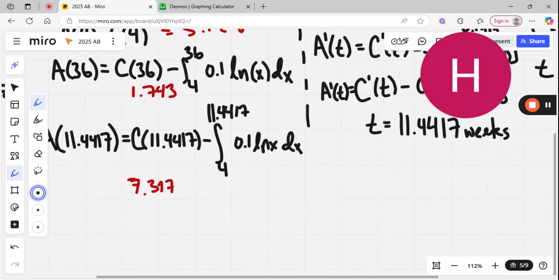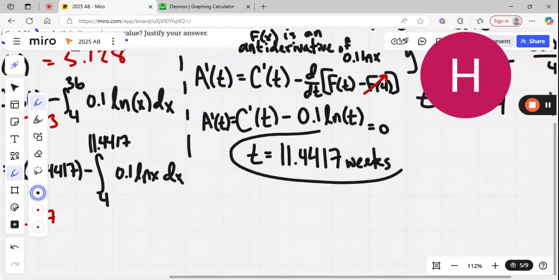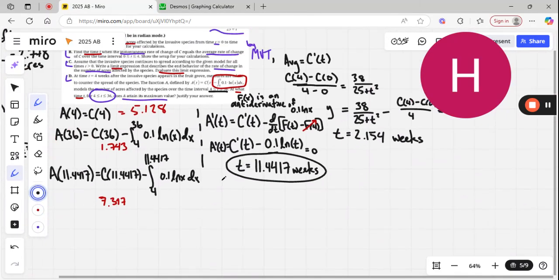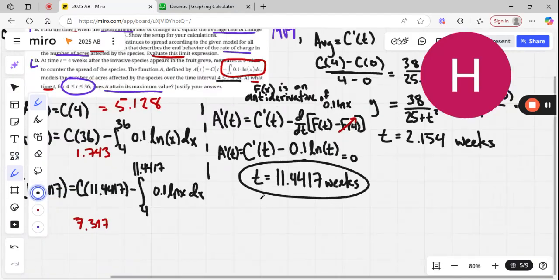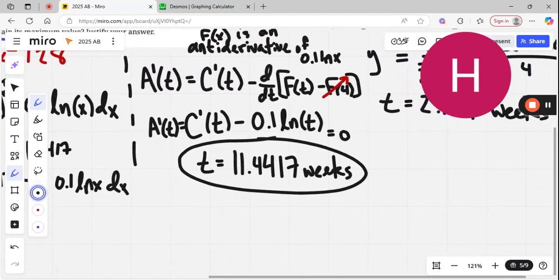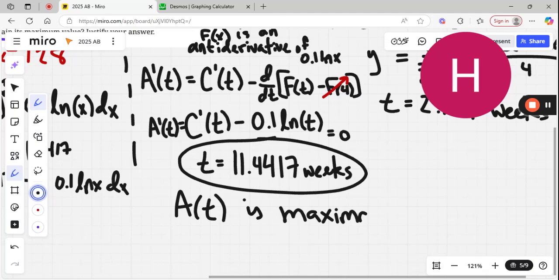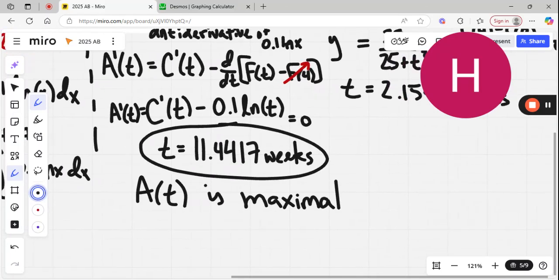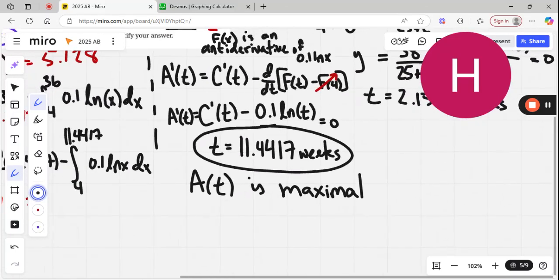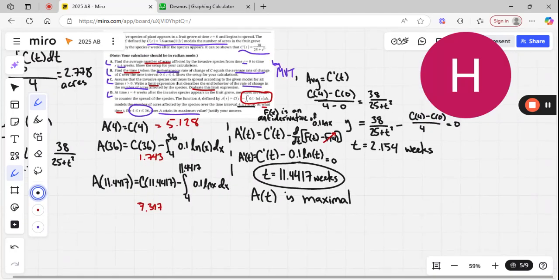And so that's going to be our maximal amount, which means that a time of 11.4417 weeks is when it's going to attain its maximum. We can say A of t is maximal. And so that's going to be the roughest week on the fruit groves, because that's apparently when the maximum amount of acres is maximal. There we go.